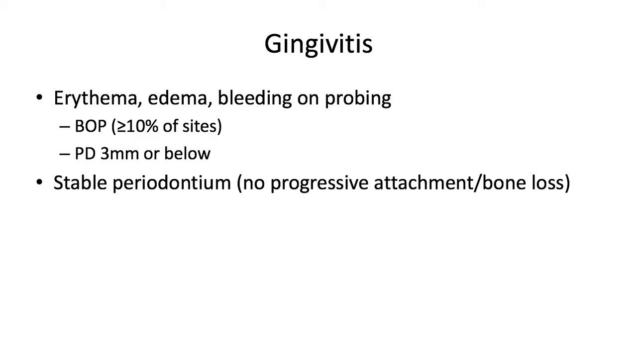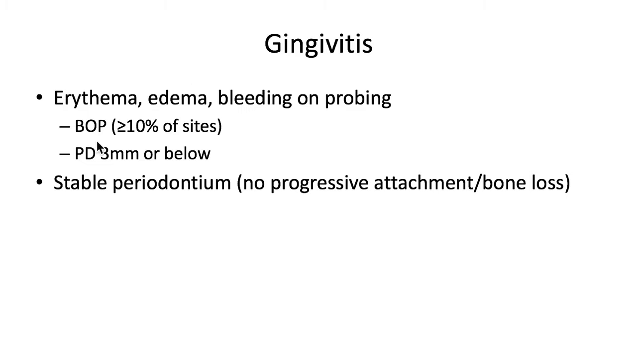Now, the case definition of gingivitis is clinical evidence of inflammation, and this involves things like erythema, redness, edema, this is localized swelling, and bleeding on probing. So now we have bleeding on probing at greater than or equal to 10% of sites, but those probing depths are still pretty controlled at 3 millimeters or below. Stable periodontium. Again, we're not seeing the progressive loss of alveolar bone and clinical attachment. This is defined as gingivitis.